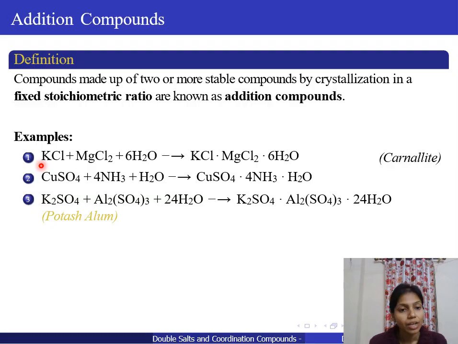You see the first example here, KCl, potassium chloride, and magnesium chloride. These two are stable salts, right? When they are dissolved in water, they are water soluble, and then a saturated solution is made from here. What is a saturated solution? When the maximum amount of these two salts is dissolved and the ratio should be fixed. Okay, so 1:1 ratio means the molar ratio should be the same, always 1:1. If we take 1 mole of KCl, you have to take 1 mole of magnesium chloride.